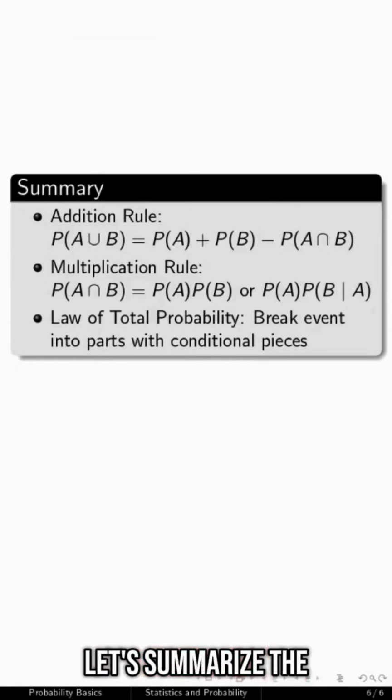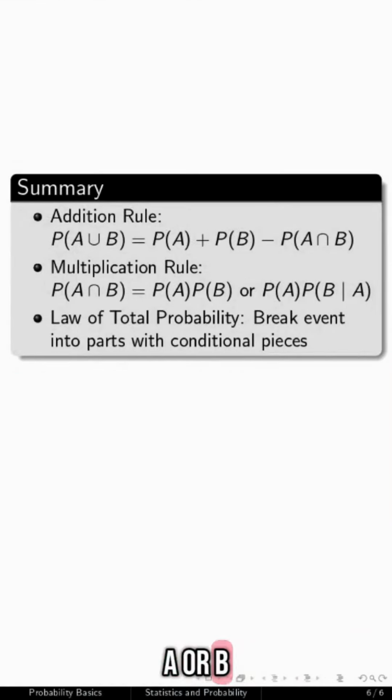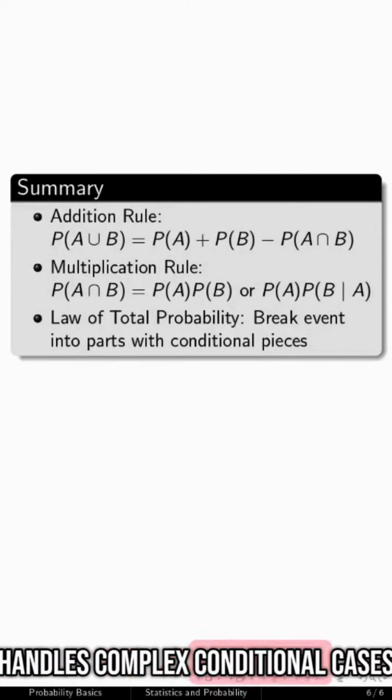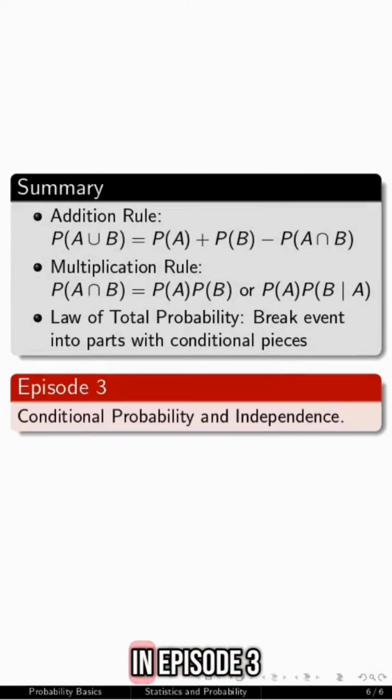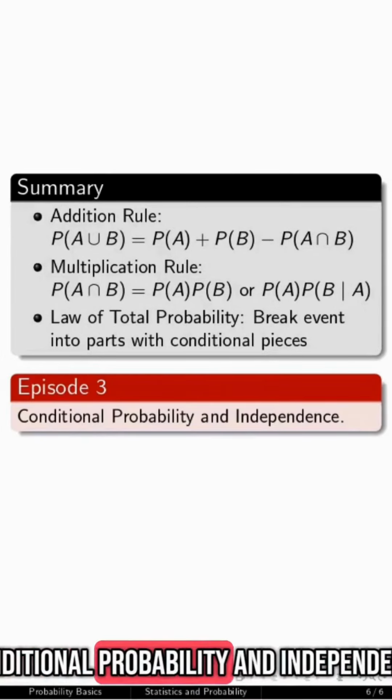Let's summarize. The addition rule handles the probability of A or B. The multiplication rule handles A and B, with attention to independence. And the law of total probability handles complex conditional cases where an event depends on multiple scenarios. In episode 3, we'll dive into conditional probability and independence.